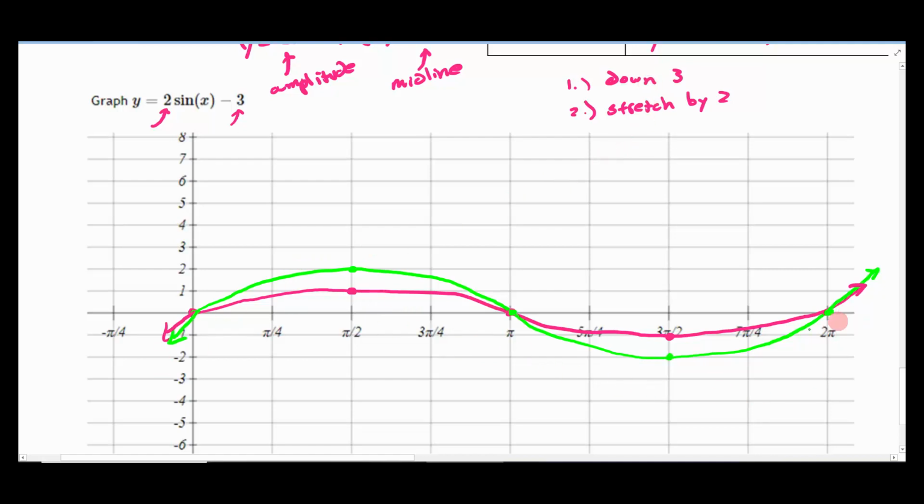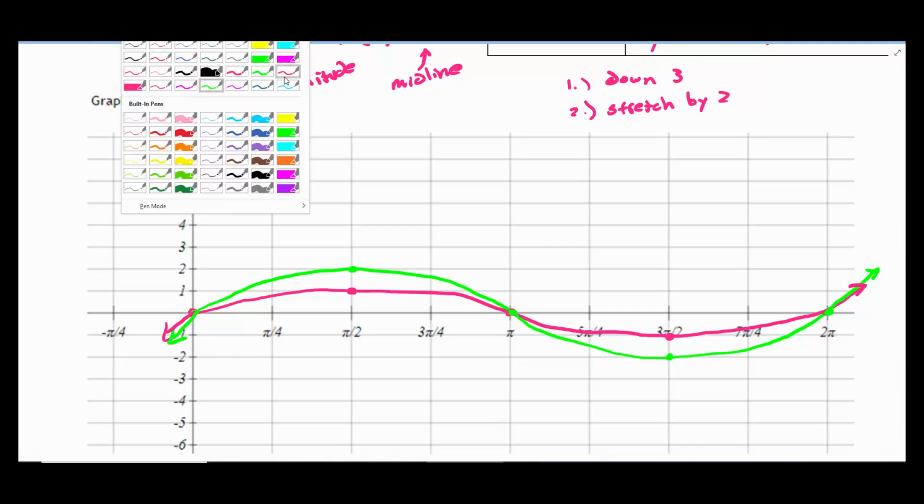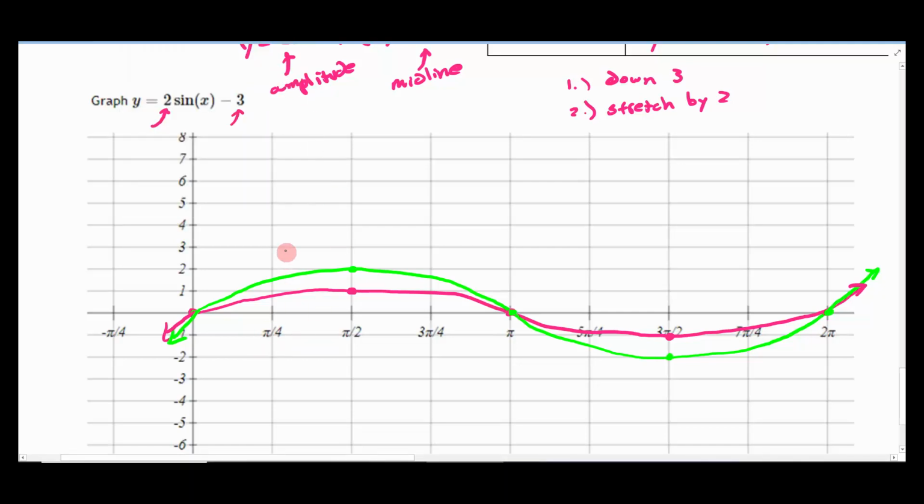So now we are working with the green wave, and the green wave needs to go down 3. Let me grab a different color here. And the way that we move something down 3, we just go to each point and physically move it down 3 units. So if this one's at 0, it's going to go down 1, 2, 3. It's going to end up at -3. This one is at 2, so it's going to go down 1, 2, 3, so it'll end up at -1.